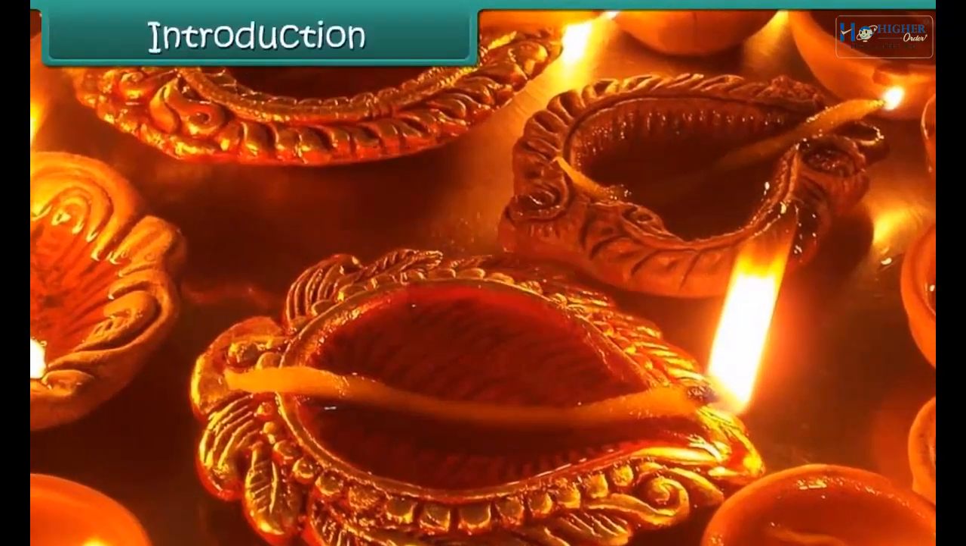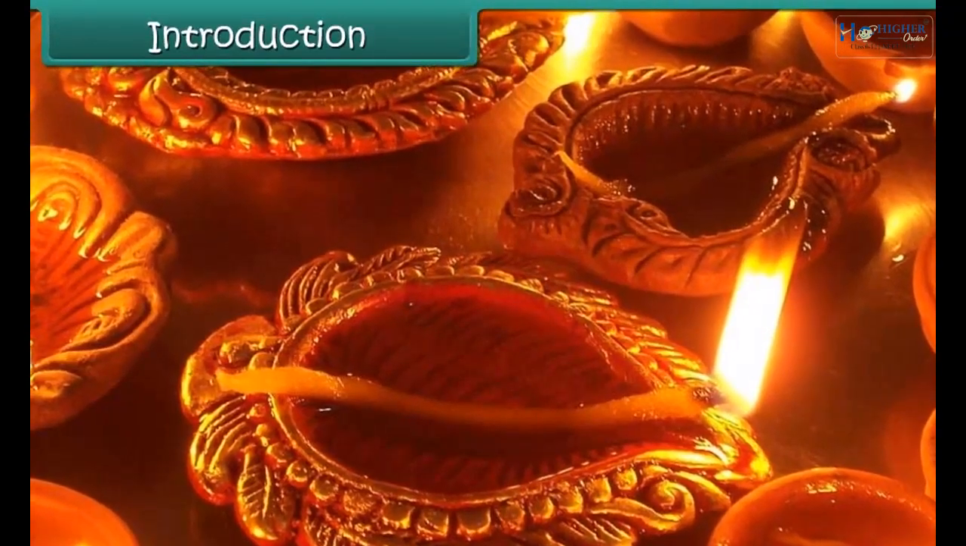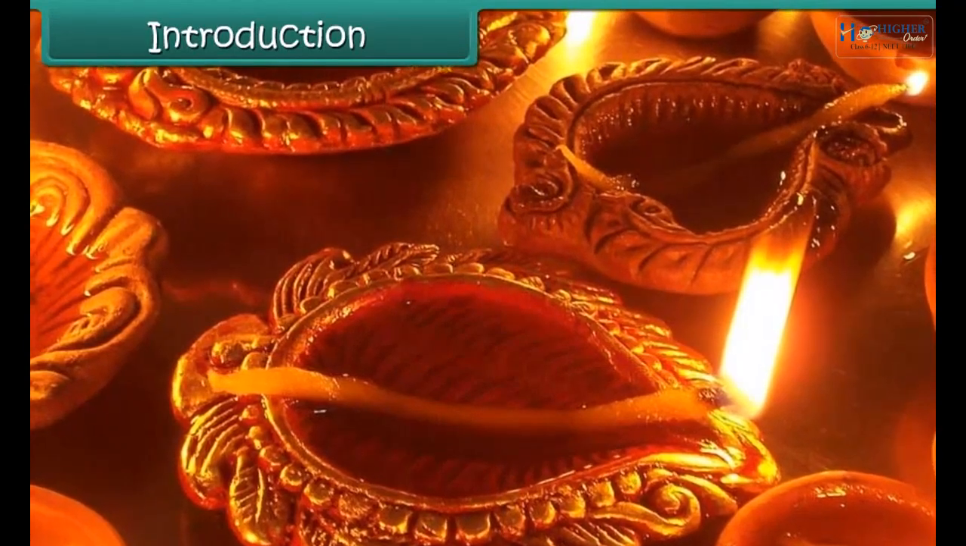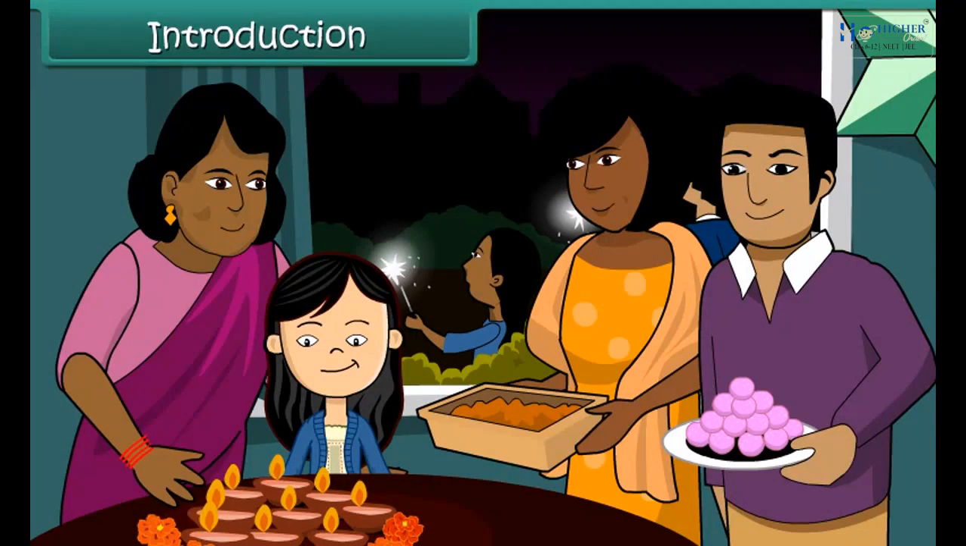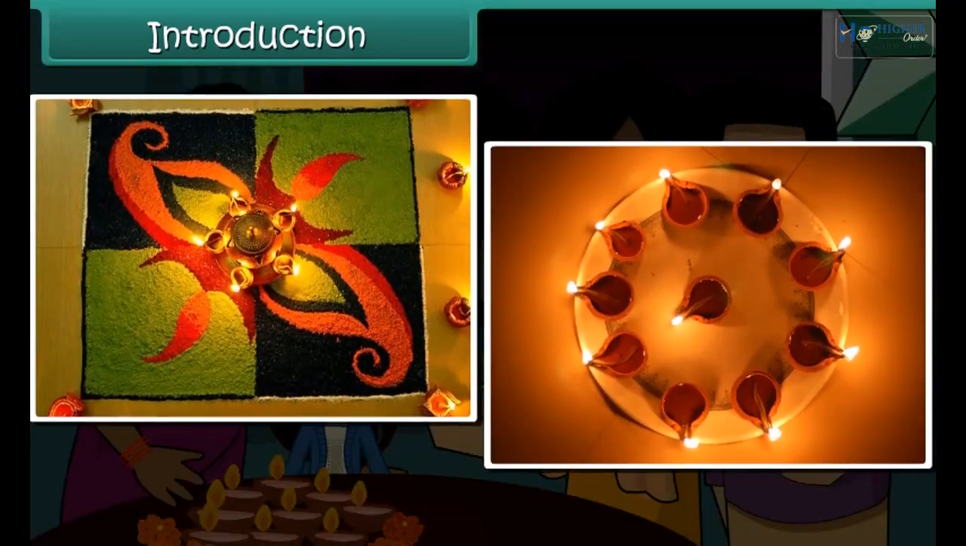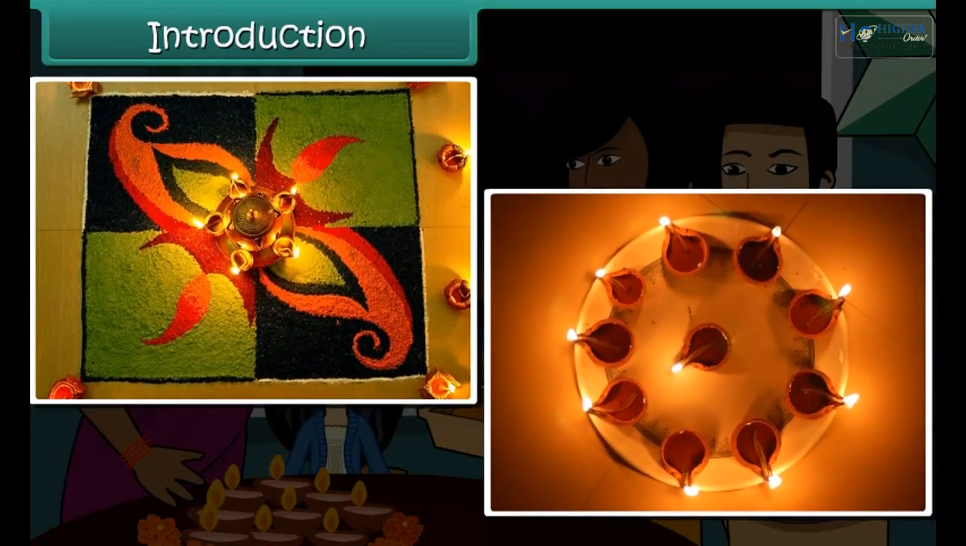Introduction. Saloni loves Diwali. On the day of Diwali, she wears new clothes, visits her cousins, and exchanges sweets. In the evening, she makes rangoli, lights candles, and bursts crackers. In this lesson, you will learn about festivals.